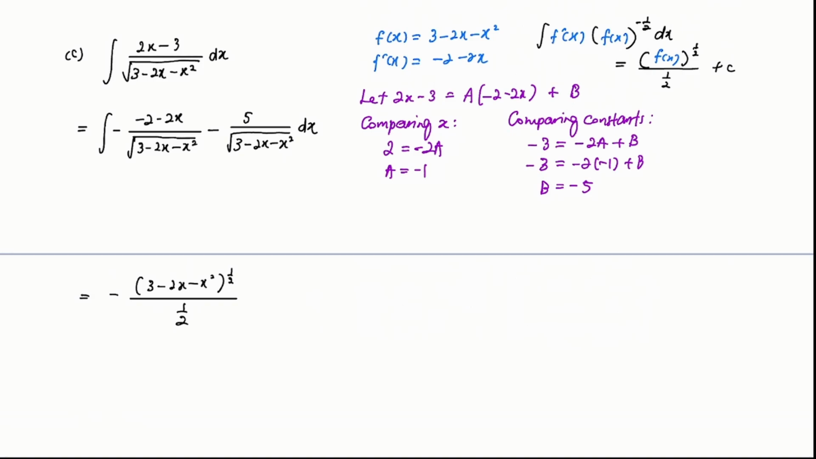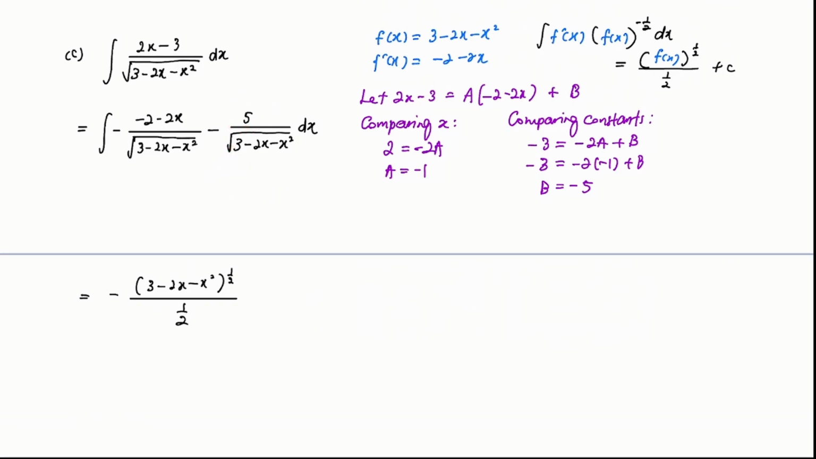Okay, so this is for the first one. Now for the second one over here, if you take a look, this one is a quadratic nested in a square root. If you refer to MF27, that is a constant on top. Okay, so the main function to integrate is this.